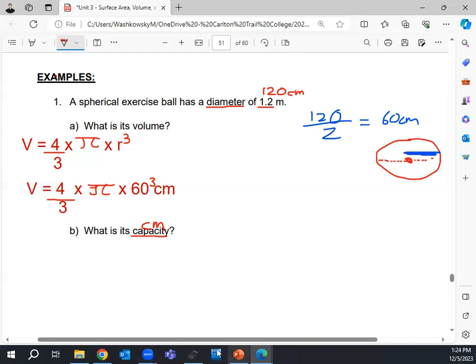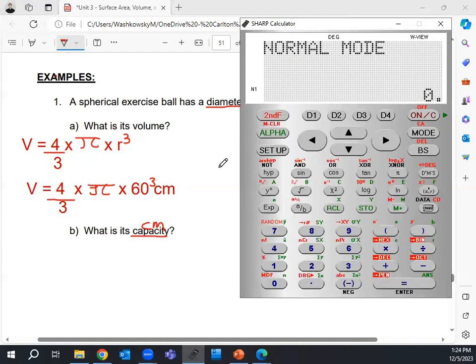So now all I have to do is take that and punch it in my calculator. Remember, the math itself is not hard. It's setting it up to be successful. That's the hard part of the unit, because the calculator does all the heavy work for you. So 4/3 times pi times 60.